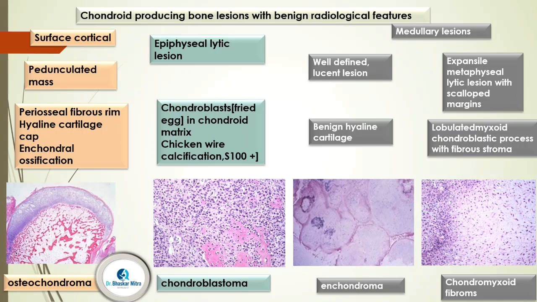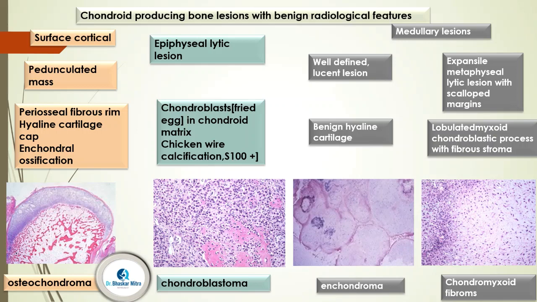The epiphyseal lytic lesions are mostly chondroblastoma, which shows a typical fried egg appearance in the histological slides. S100 positivity, here you can see the individual cell is embedded within the matrix. Now the medullary lesions, there may be well-defined lucent lesions with a benign hyaline cartilage surrounding.